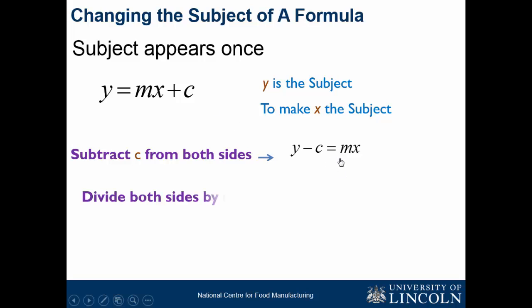Because we are interested in making x the subject of the formula, what we now need to do is to divide both sides by m. We want to get rid of m. So when you divide both sides by m, you have y minus c divided by m equals mx divided by m. Now m will cancel m, so we've omitted a step, which is not really a problem.